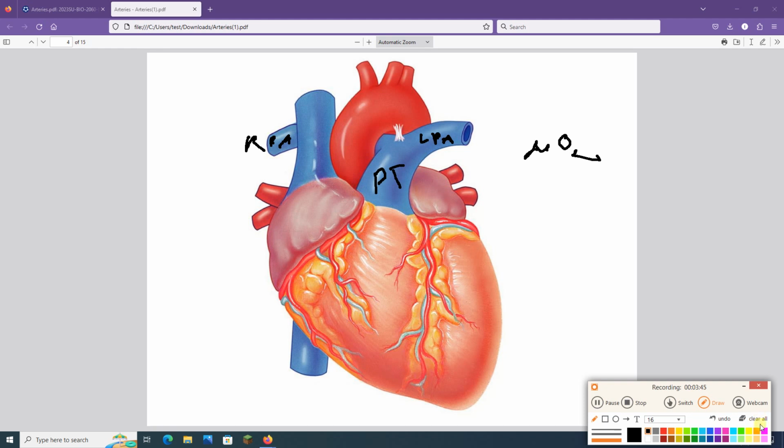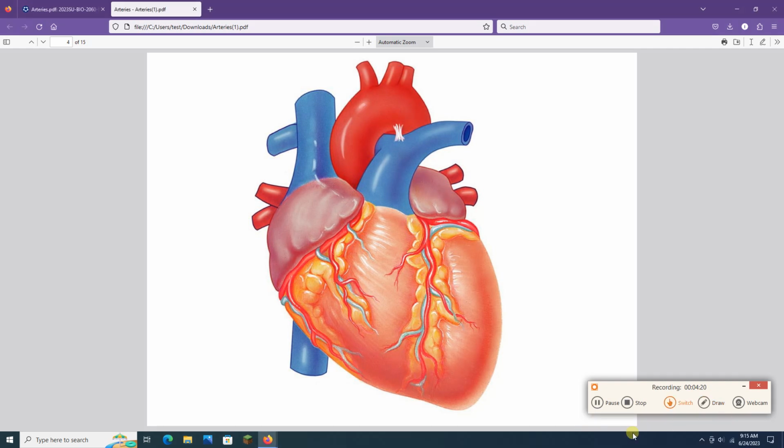Fantastic. What else do I see here? I see my ascending aorta. There's my ascending aorta right there. I see my aortic arch right there. And then I'm going to put a 1 here. I'm going to put a 2 here. There we go. I'm going to put a 3 here. Number 1 is my brachiocephalic artery. Number 2 is my left common carotid artery. Number 3 is my left subclavian artery. So we know those 3 branches of our aortic arch.